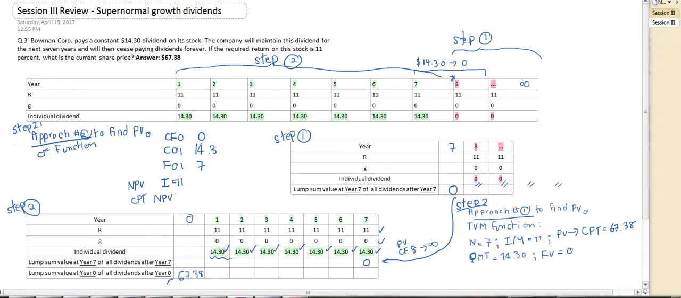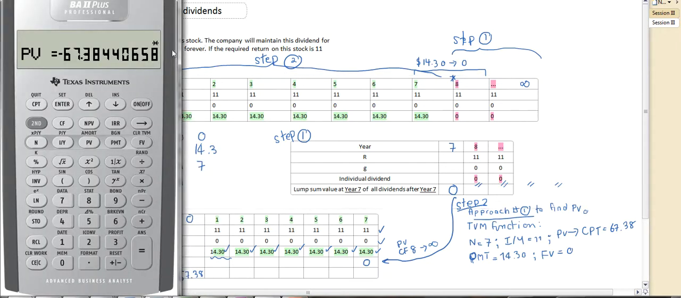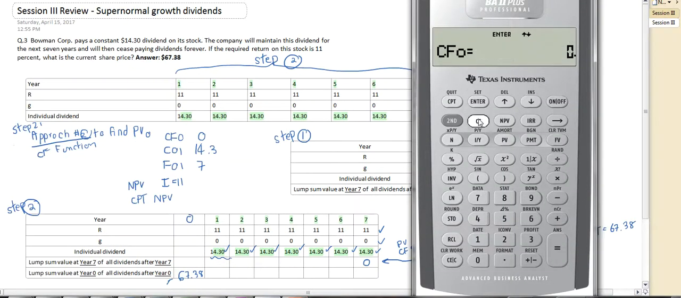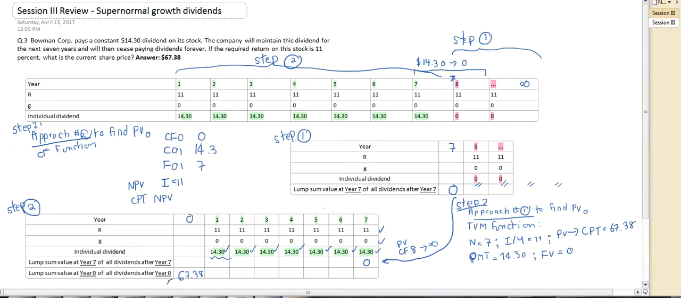All right, let me show you one more time. CF0 is 0, and C01 is 14.3, enter, and it happened 7 times. And then you compute NPV, put I at 11%, and then compute. See, you get exactly the same number, 67.38. So with either approach, you end up with the same number for the present value of the stock today.